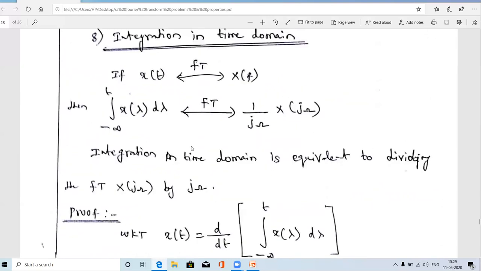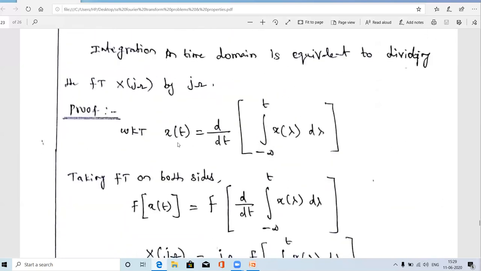In order to prove this property, first we take any arbitrary time domain signal x of t. It can be written as d by dt of the integral of x of tau d tau. Here the differentiation and integration get cancelled, and if we substitute the limits, we will get x of t. So x of t can be written like this.